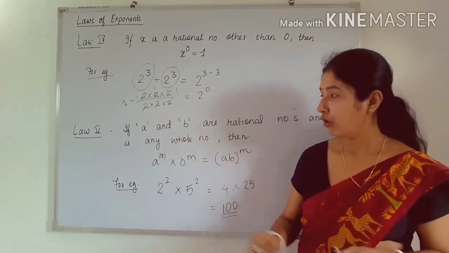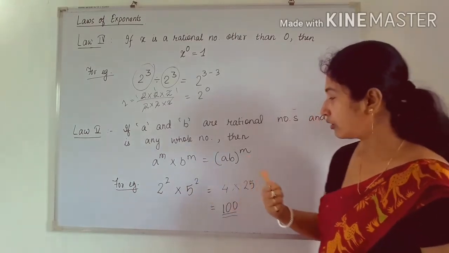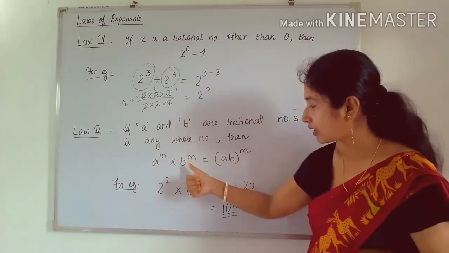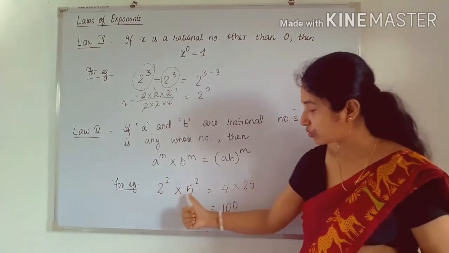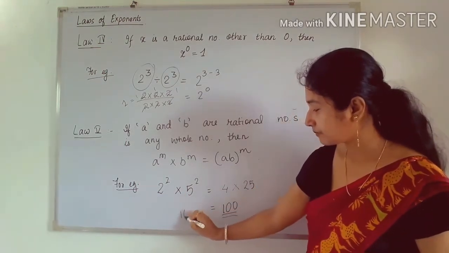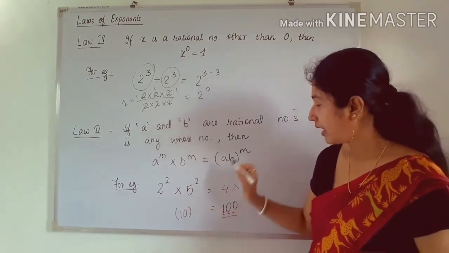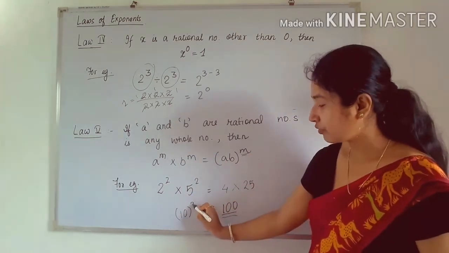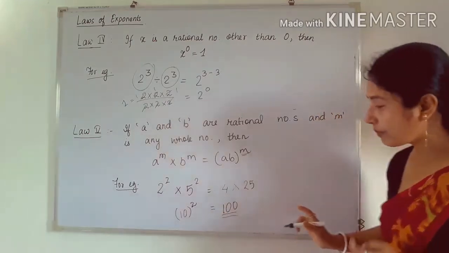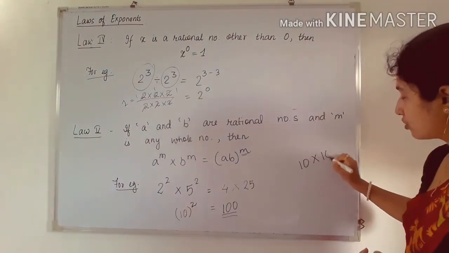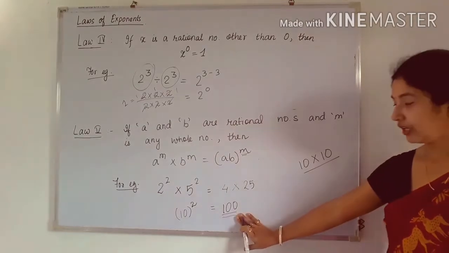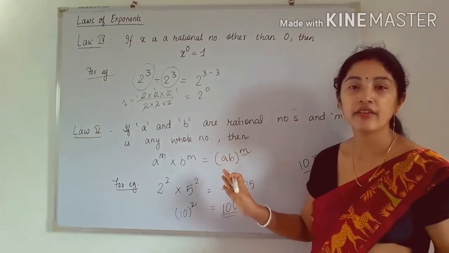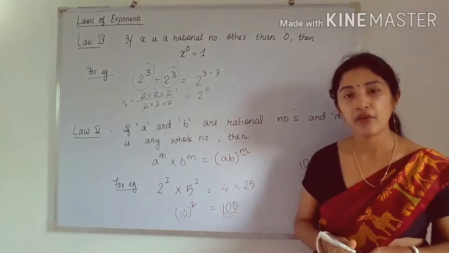Now I am applying the law, law number 5. According to law number 5, we can multiply the base. So here, multiply the base: 2 5s are 10, and we have to write the common power. Common power is m, so here common power is 2. You have to write power 2. So 10 to the power 2 means 10 into 10, which is 100. Okay, so got it? So here we are applying law number 5, where the base is different and the power is same.